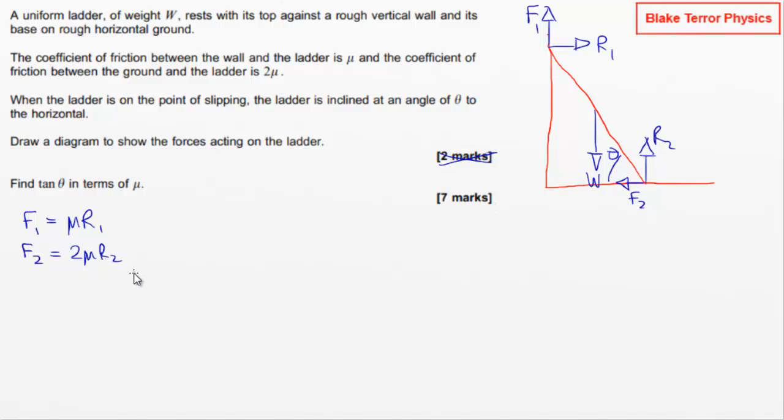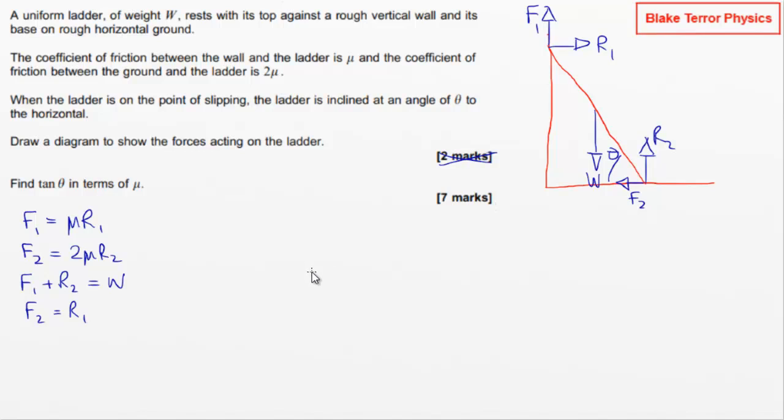Now we can resolve vertically and horizontally. Let's resolve vertically first. Up arrows, we've got an F1 and an R2. Down arrow, we've got a W. So that's resolving vertically. Resolving horizontally, we've got 2 horizontal arrows: F2 is equal to R1. So that's 4 equations already.